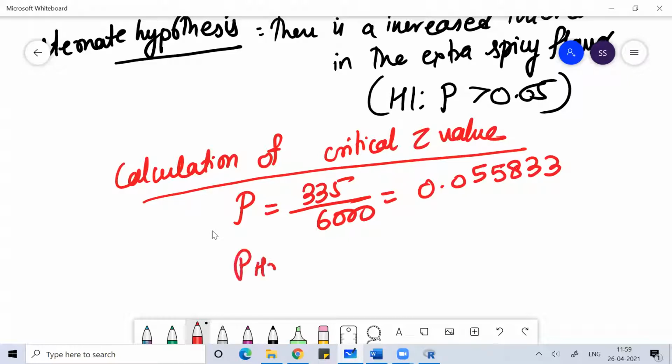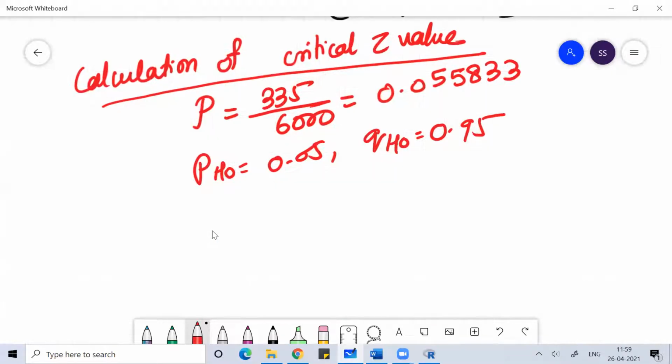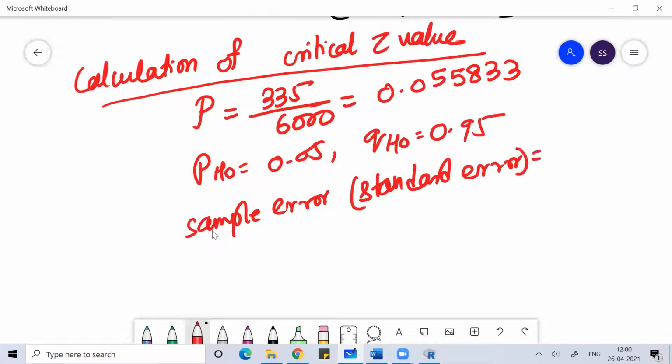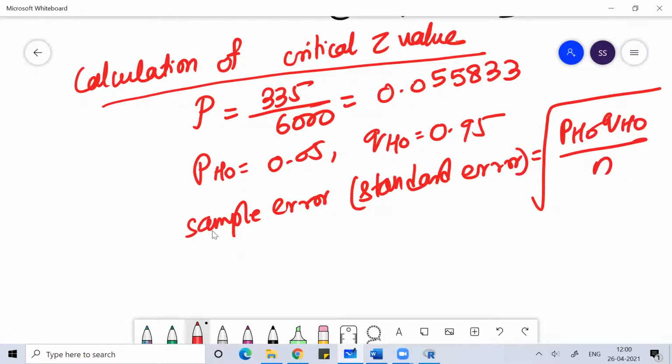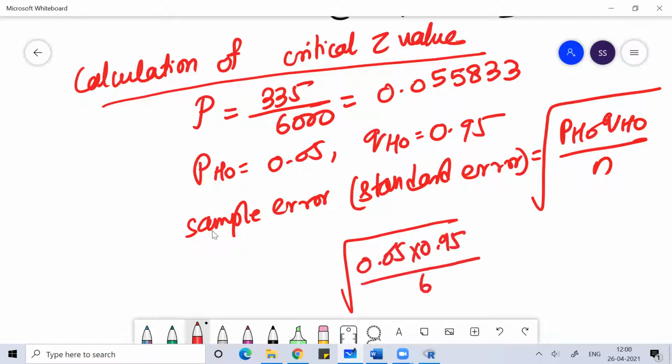Okay, p H naught is already given to you as 5%. So q H naught would be 0.95. Simply 1 minus p H naught will give you q H naught. Now the sample error or standard error will be sigma by root n. Here there's no sigma. This is the square root of p H naught into q H naught divided by n. Whenever data is given in proportion, there is no standard deviation. So p H naught is 0.05, q H naught is 0.95, divided by 6000.